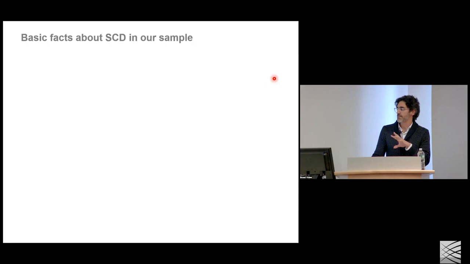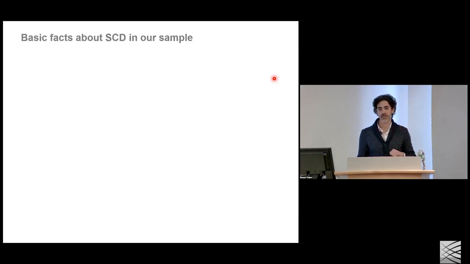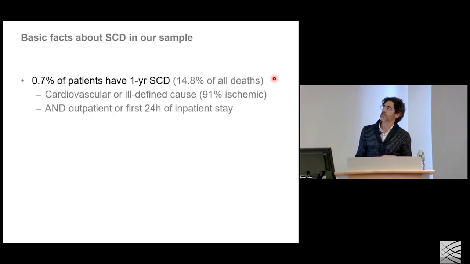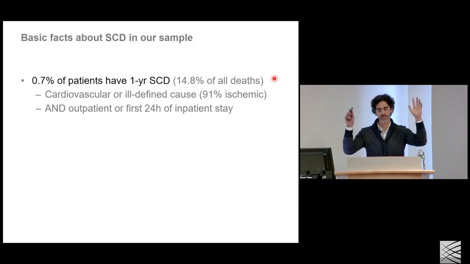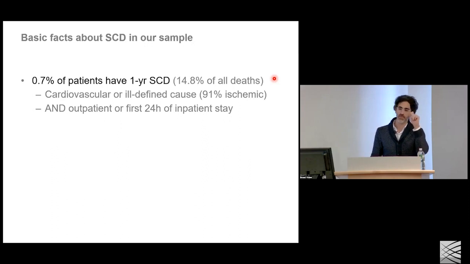So on the basis of that linkage, we can start to generate some basic facts about sudden cardiac death, SCD, in this sample. Imagine the data table as one row per ECG, so we're going to be doing everything at the level of the ECG. If you look in the year after that ECG was done, the rate of sudden cardiac death is under 1%. So it's rare. This is about like what it looks like in other epidemiological studies.